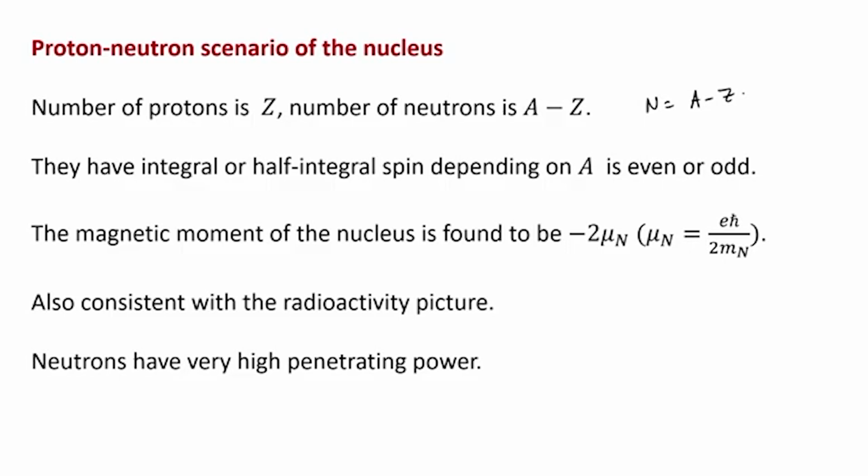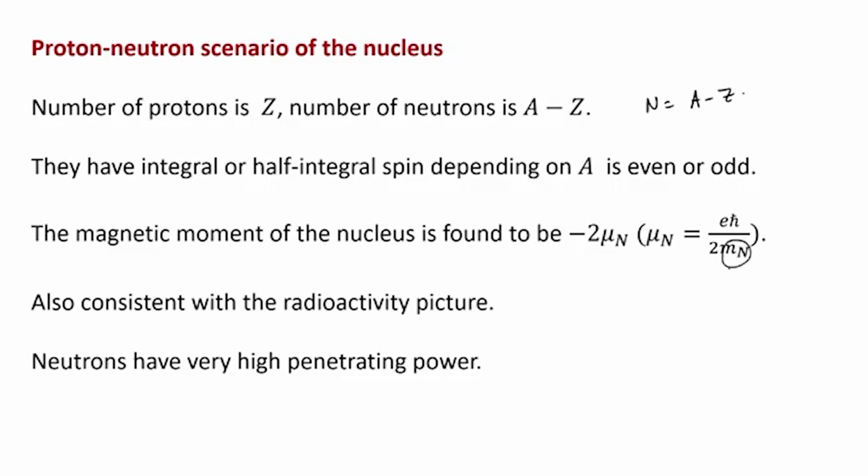And the magnetic moment of the neutron is found to be minus 2 mu n, which is of course opposite in sign to that of protons, and it is defined by e h cross by 2 m n. This is much larger than the magnetic moment of electrons and very close to the magnetic moment of protons. It is much smaller than the magnetic moment of electrons, because there is a mass that divides here.